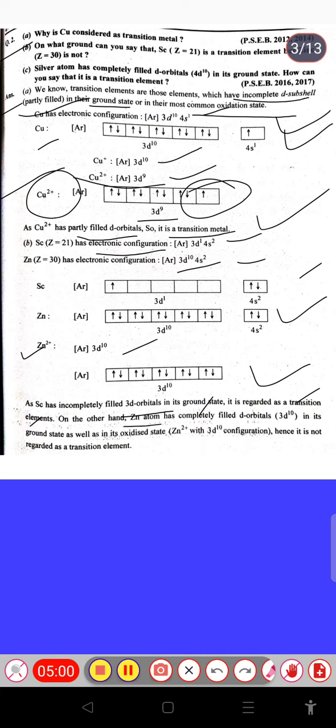On the other hand, zinc has a completely filled d orbital, 3d10, in its ground state and does not show any unpaired electron in the orbital, and as well as in its oxidized state, Zn2+ has the 3d10 configuration, hence it is not regarded as a transition element. So it is clear, the transition metal concept.